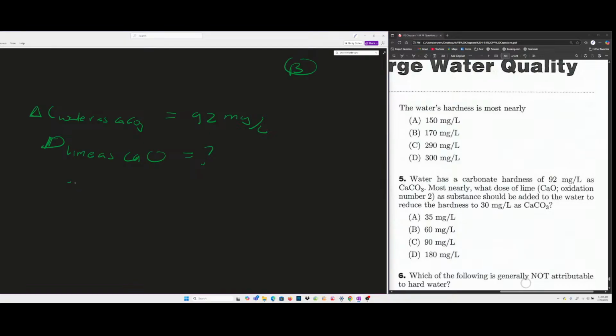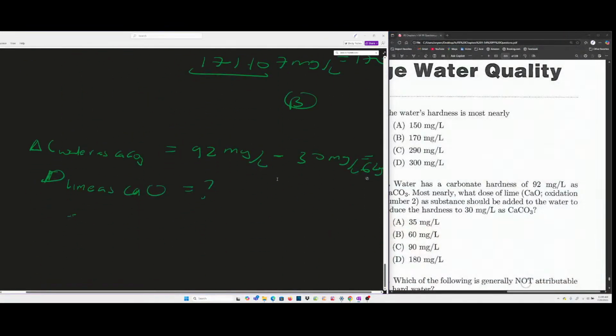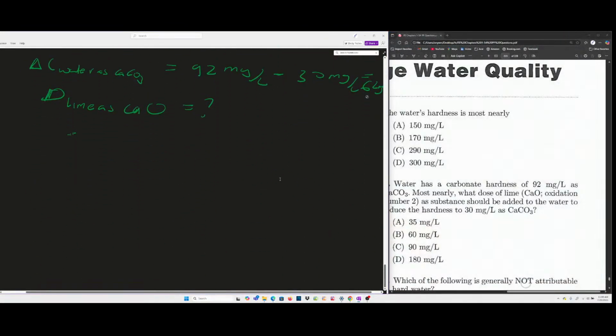We have the concentration right here, changed from 92 minus 30 milligrams per liter. So we have a change in concentration of 62 milligrams per liter. So the concentration changed by 30 milligrams, and we have a concentration of 62 milligrams per liter.